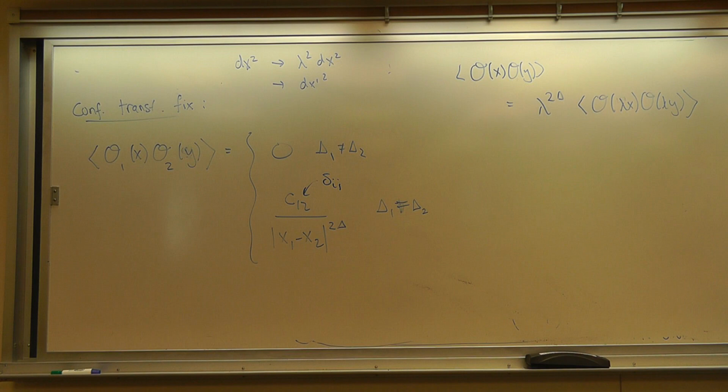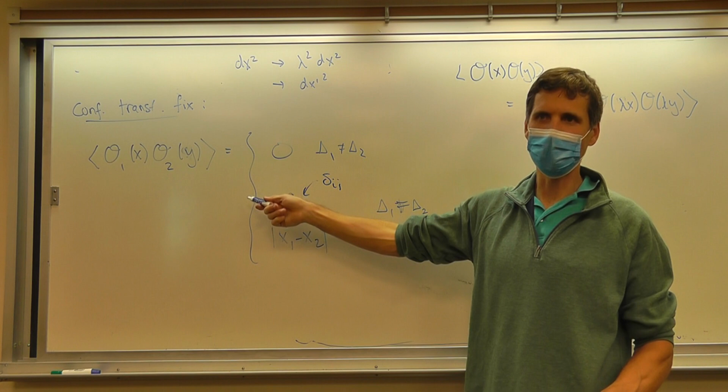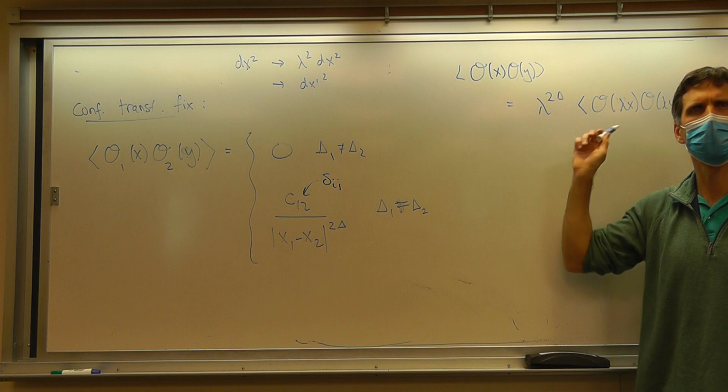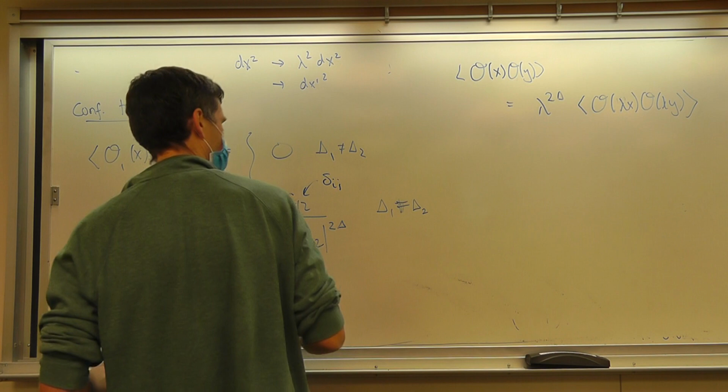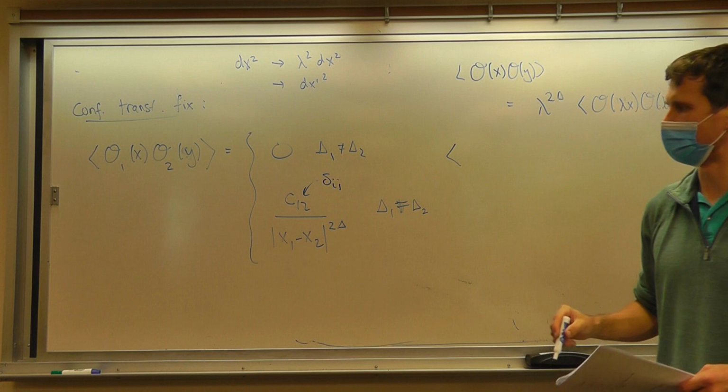Okay, another question is how you derive this from conformal transformations. Actually, the dilatation is not enough. Is it enough for the two-point function? No, it's not enough. You need the special conformal transformations to derive this. Dilatation would only say, I think, delta 1 plus delta 2. It won't say that. That's right, yeah.